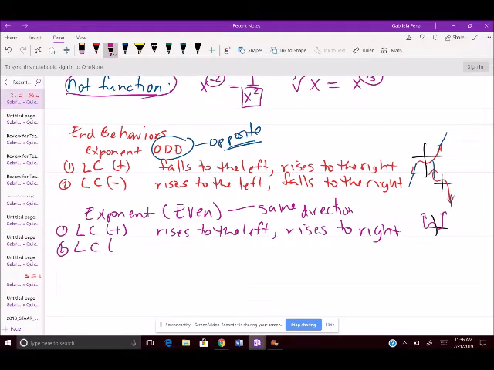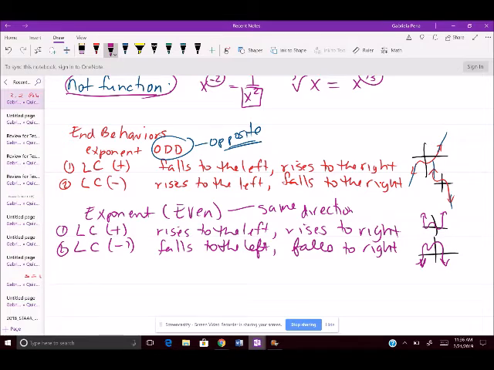If your leading coefficient is negative, then what does it do on both sides? Falls to the left, falls to the right. So if we were to do a sketch, falls down, falls down. They go in the same direction.